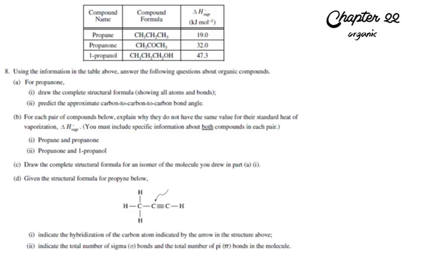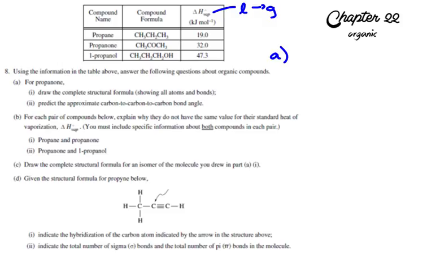Okay, so here we go. Using the information in the table above, answer the following questions about organic compounds. So you're given 3 of them: propane, propanone, 1 propanol. And you have the formulas there, and then they did give you an enthalpy of vaporization. If you're ever confused by that, by the way, vaporization means I'm turning into a gas. So this is a liquid to a gas. That's how much energy it takes to go from a liquid to a gas. You might need that later. Okay?